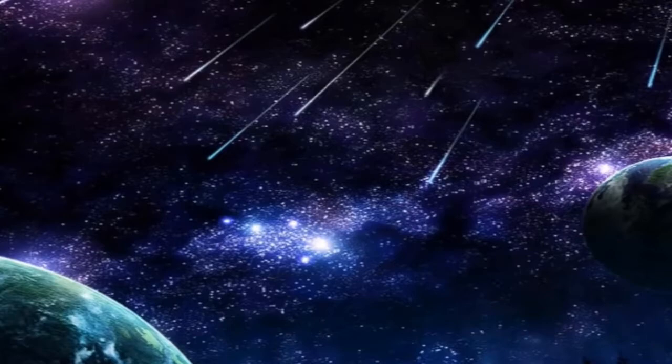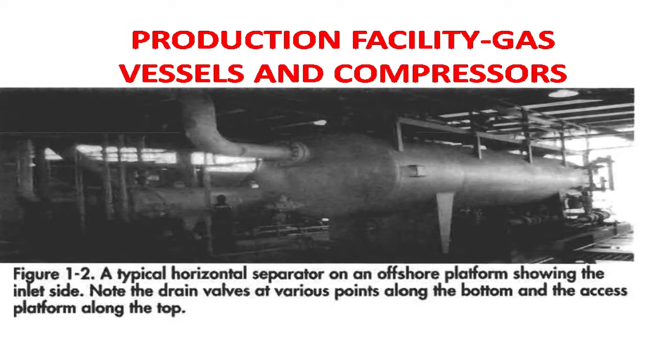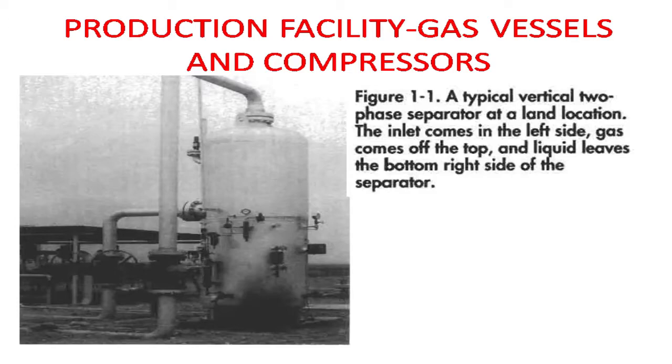A typical horizontal separator on an offshore platform shows the inlet side. Note the drain valves at various points along the bottom and the access platform along the top. That's shown on the board there.